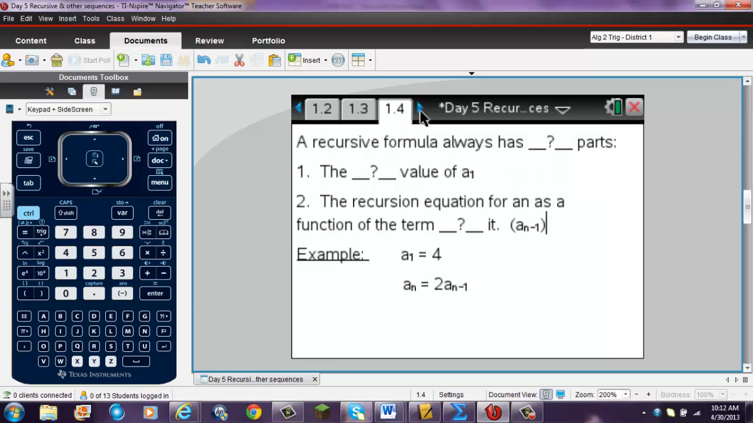So a recursive formula always has two parts, and that's how you'll be able to tell it apart from geometric or arithmetic sequences. The first part will always be the starting value of a sub 1, the first value of the sequence. And then you'll be given a recursion equation or formula or pattern for a sub n as a function of the term before it.